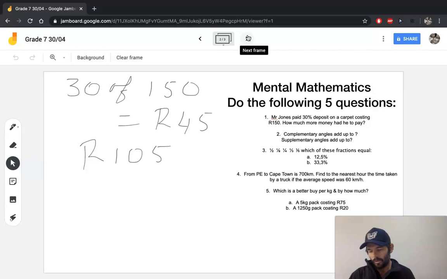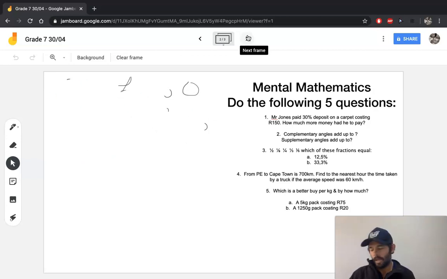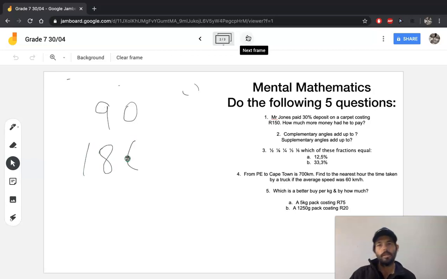All right. Question 2. Complementary angles add up to 90 degrees. That's like your right angle, angles that add up to 90 degrees. And supplementary angles add up to 180 degrees, and those are your co-interior angles, angles on a straight line. Those are two examples of supplementary angles. So it's just good to know those two things.